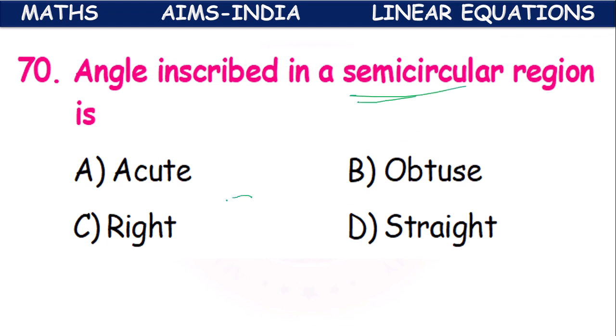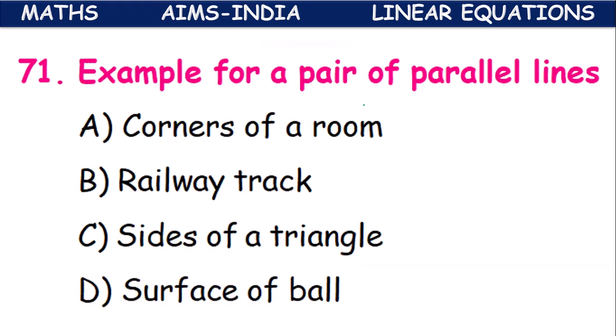Angle inscribed in a semicircle. Suppose in a semicircle, if we draw one angle at any point, it will be equal to 90 degrees, which is a right angle. Pair of parallel lines. Already the question came, children, railway track.